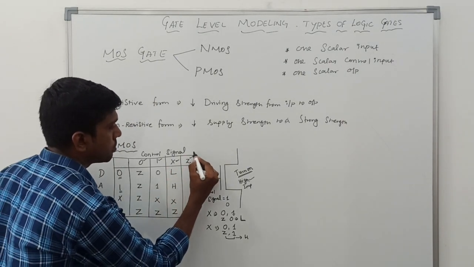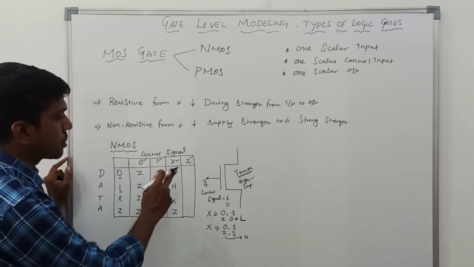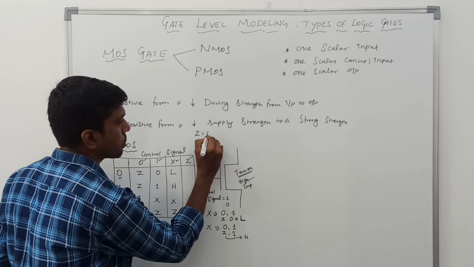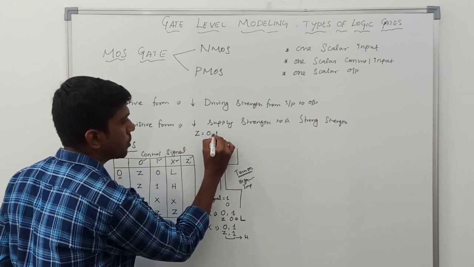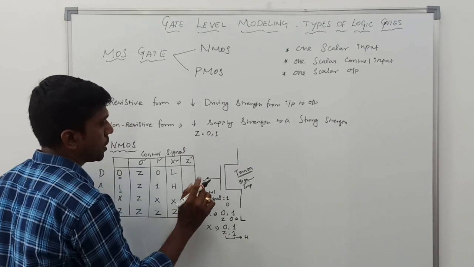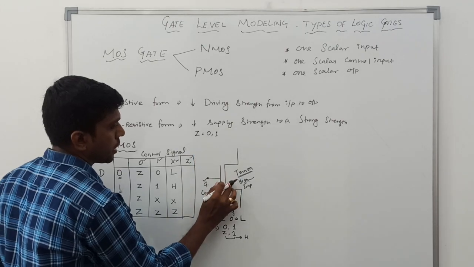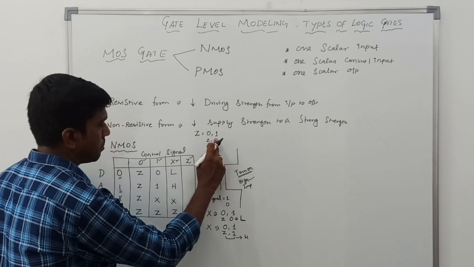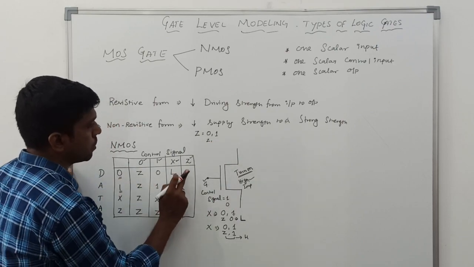Then we go to the next control signal, Z. So Z is a high impedance. For Z also we have two possibilities of input, 0 or 1. So 0 in the sense the transistor goes to high impedance, which represents Z.